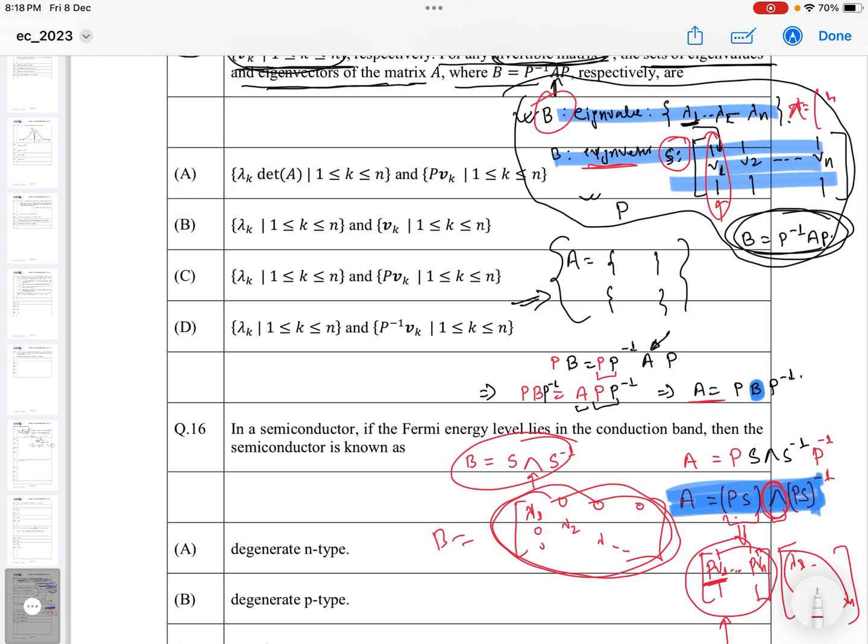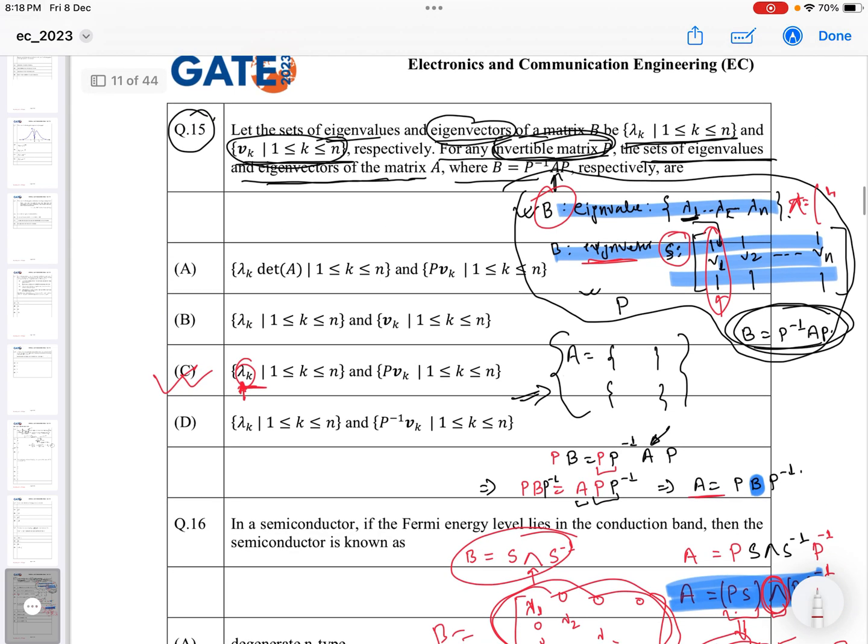If you look at the options, then option C is correct. You see that the eigenvalue is as it is, that is lambda k, and the set of eigenvectors gets multiplied by P with the eigenvector of B. So option C is correct.